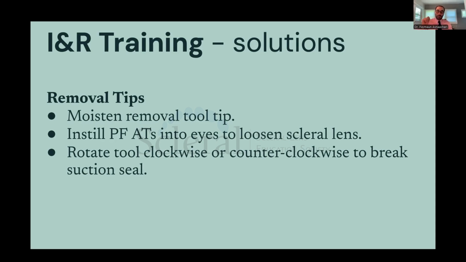You can also, when you applanate the remover tool on a scleral lens, try to rotate it a little bit clockwise, counterclockwise, and then this will help to break the seal of a tight scleral lens. So you can try rotating the tool once it's applanated to help.